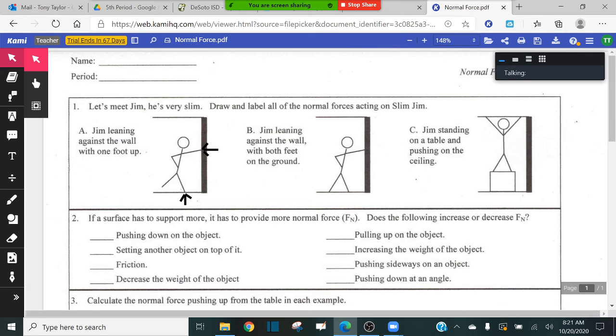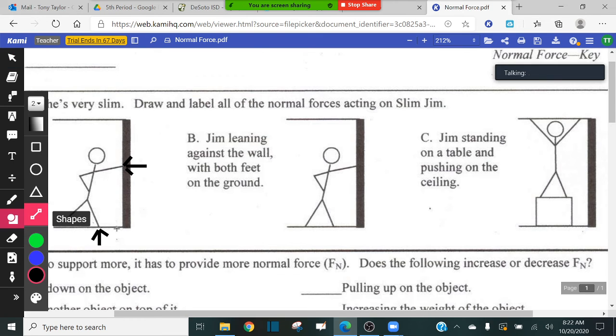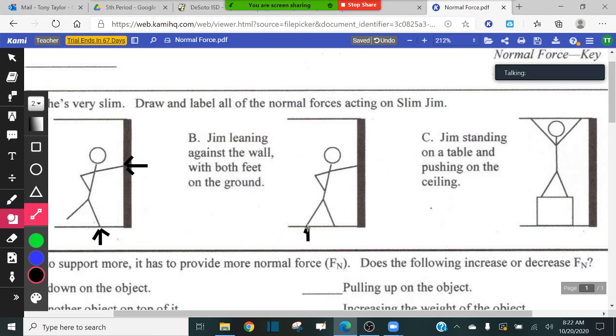So, let us look at B, guys. If Jim leans against the wall with both feet on the ground, how many normal forces do we have acting on Jim? Well, notice there's three surfaces of contact, so there's three normal forces. So there's a normal force acting here. Try my best to draw these arrows. There's a normal force acting here. And then there's a normal force acting here.